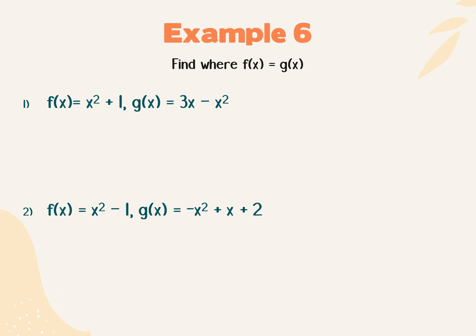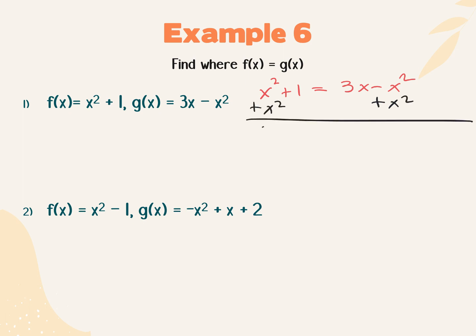This time, they want us to find the value of x where f of x equals g of x. So all I'm going to do is set the two expressions equal to each other. So f of x is x squared plus 1. G of x is 3x minus x squared. I need to get my like terms together so I can add x squared. And this gives me 2x squared plus 1 equals 3x.